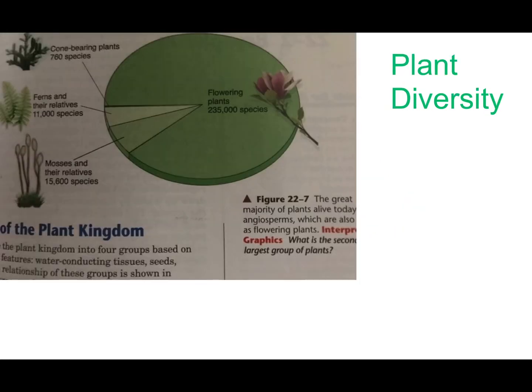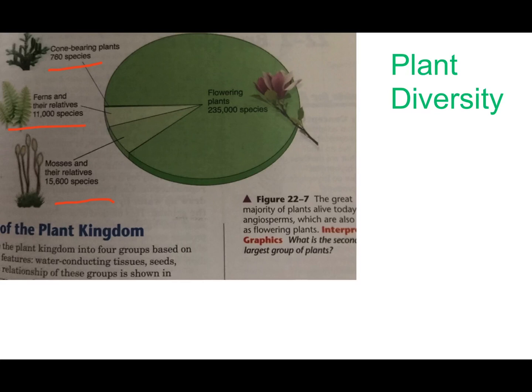And if you look at the diversity of plants here on Earth, you can see that flowering plants are predominantly the major plant that lives on Earth. So most of the plants that you see are flowering plants. There are 760 species of the cone-bearing plants, so that would be like the evergreens. They're called gymnosperms, and they also bear seeds, but they are not flowering. And then you have ferns and their relatives, and then of course what we believe to be the most primitive form of plant would be mosses.